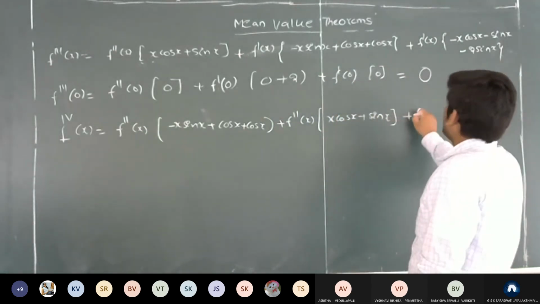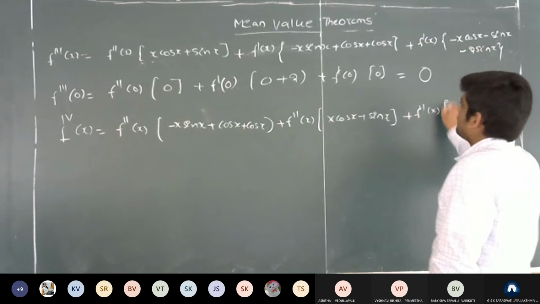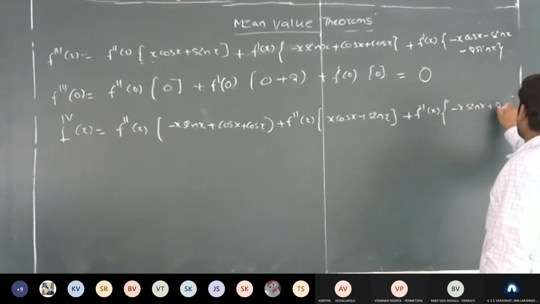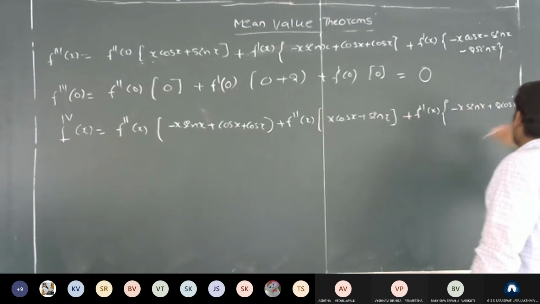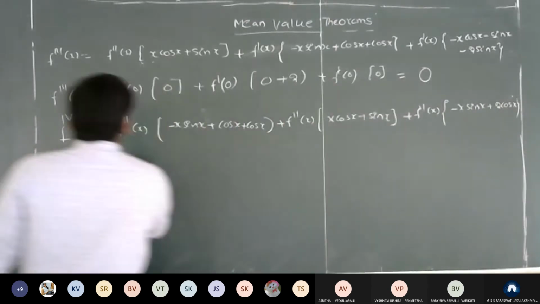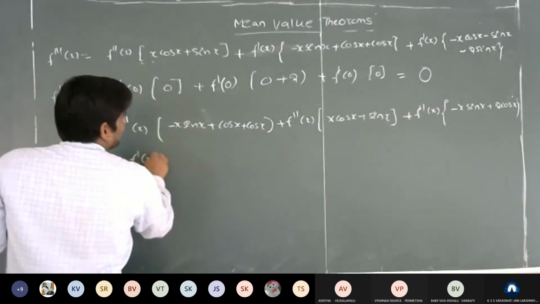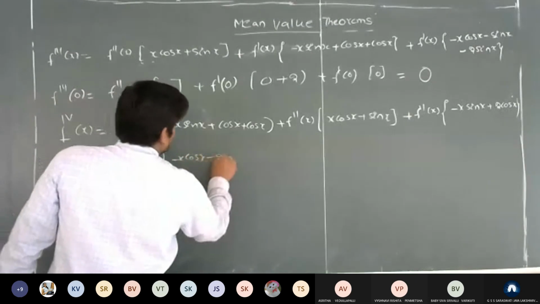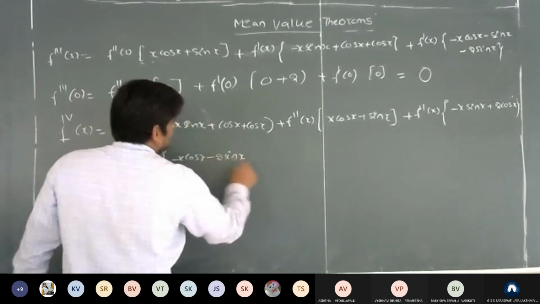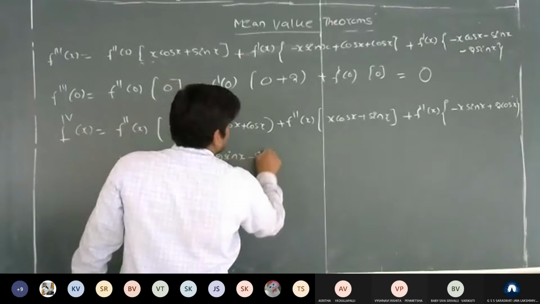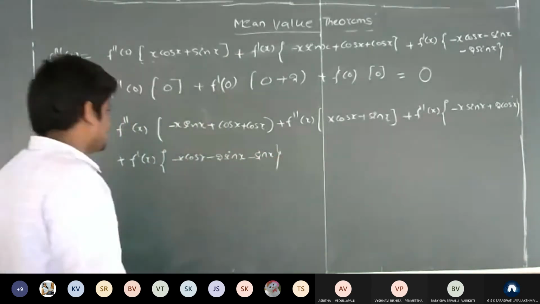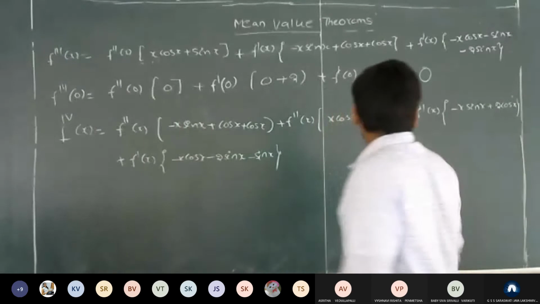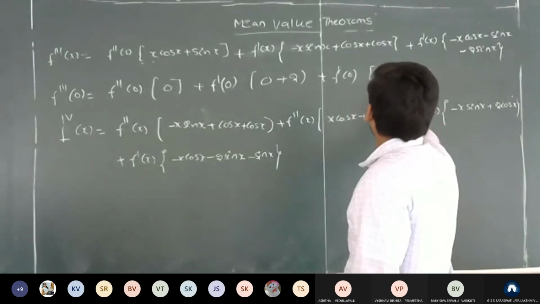Next here f double dash of x into minus x sin x plus 2 cos x. Now here f dash of x into minus x cos x minus 2 sin x minus sin x. So minus sin x. Next. So this is more, right?